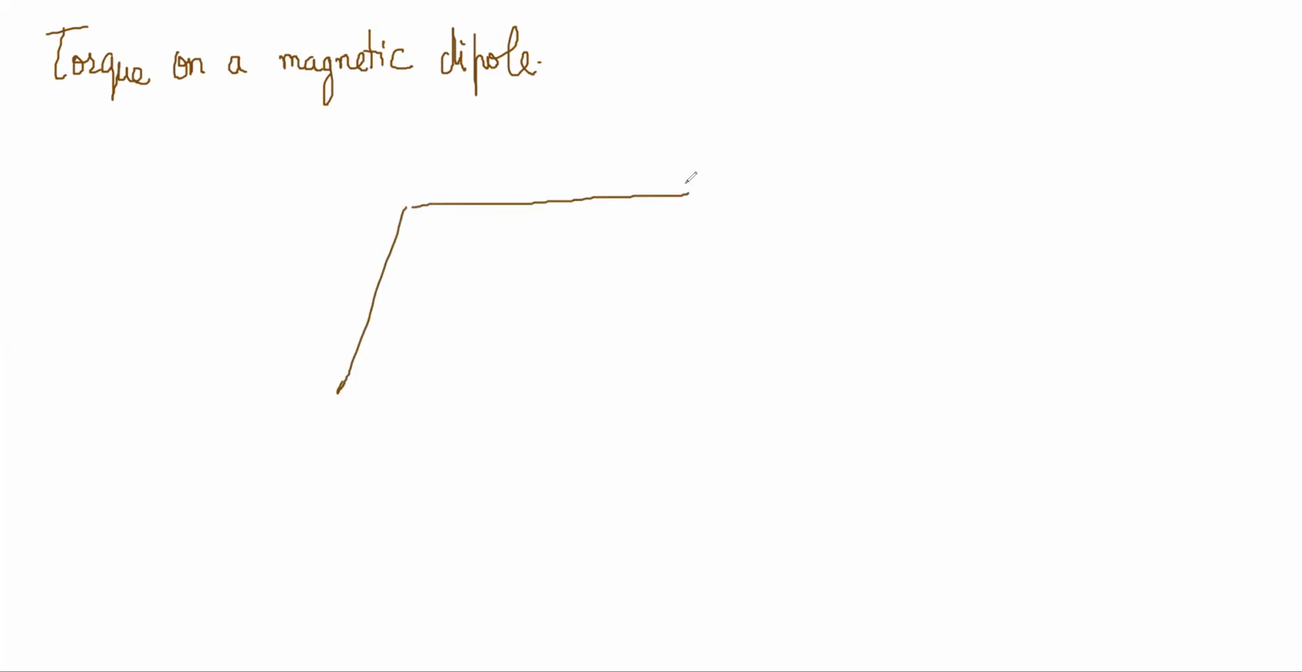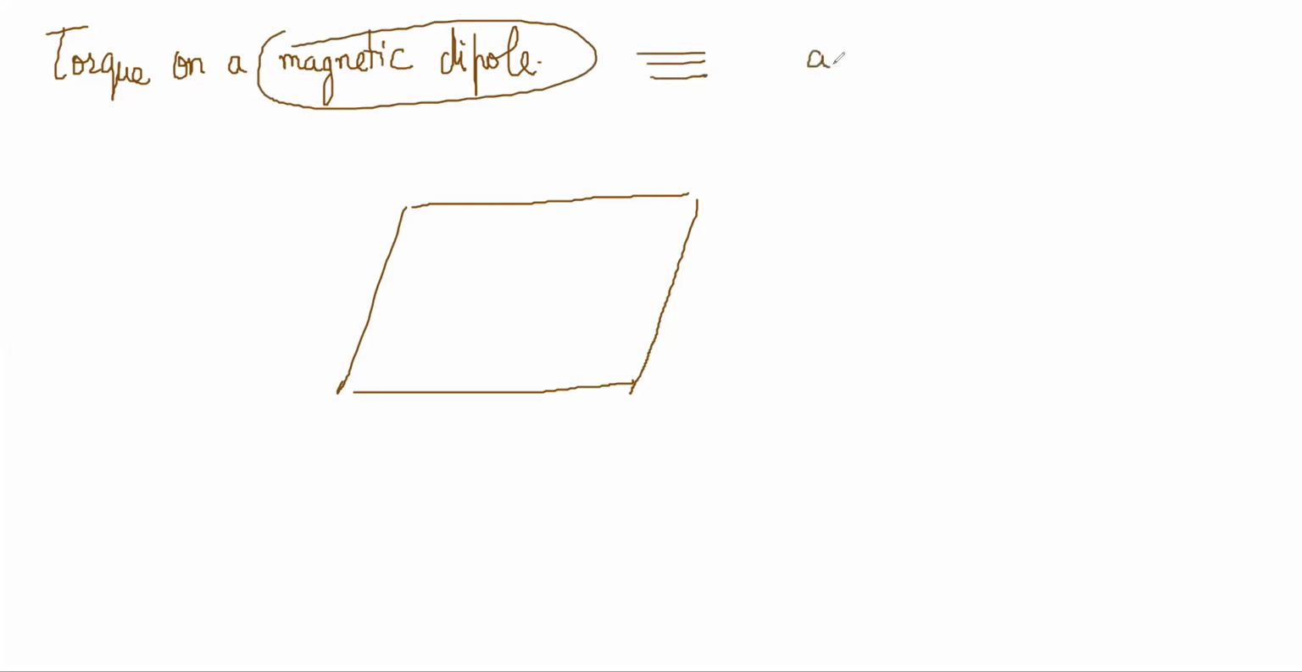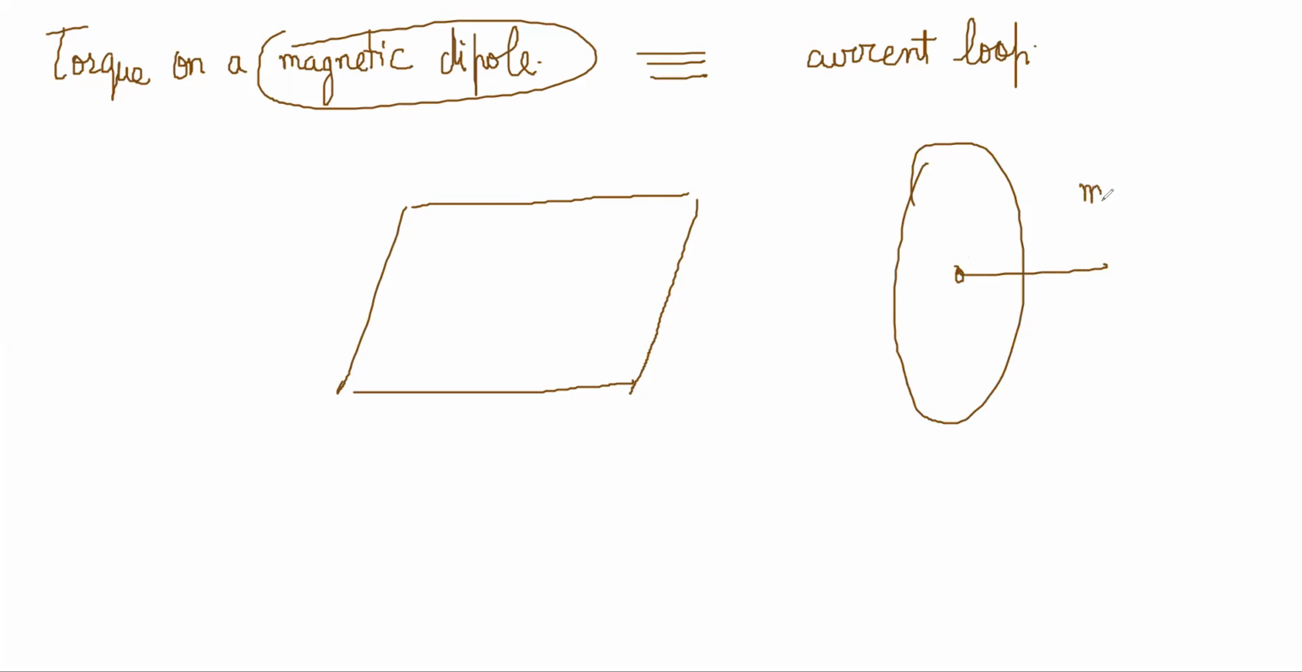So suppose there is a loop like this. What is a magnetic dipole? Again, you have to remember that. A magnetic dipole is basically a current loop. We have seen that this kind of loop was called a magnetic dipole, with dipole moment I into A.